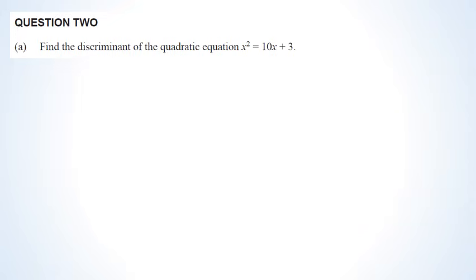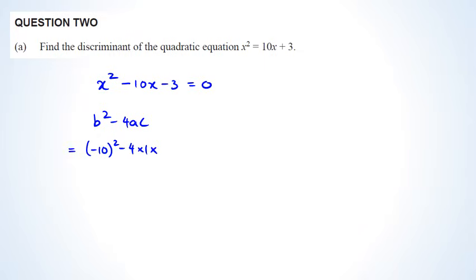So question 2a, it's asking you for the correct discriminant. Before you even start, the first step you want to do is rearrange this equation. So you want to write this as x squared minus 10x minus 3 equals 0. Now, discriminant is b squared minus 4ac. So we know that this is going to be negative 10 squared minus 4 multiplied by 1 multiplied by negative 3. So we've got 100 plus 12. 112 is your answer. Nice and easy Achieved there.